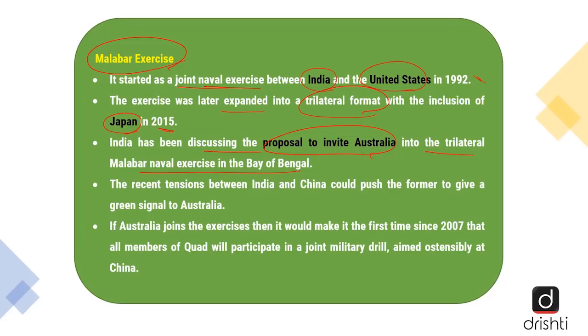The recent tensions between India and China could push India to give the green signal, because India has always been hesitant to invite Australia, so as not to make the Quad look like an alliance against China. However, with the recent tensions, India could actually invite Australia to join. Now, if Australia decides to join the exercises, then it would make it the first time since 2007 that all members of the Quad will participate in a joint military drill aimed ostensibly at China.